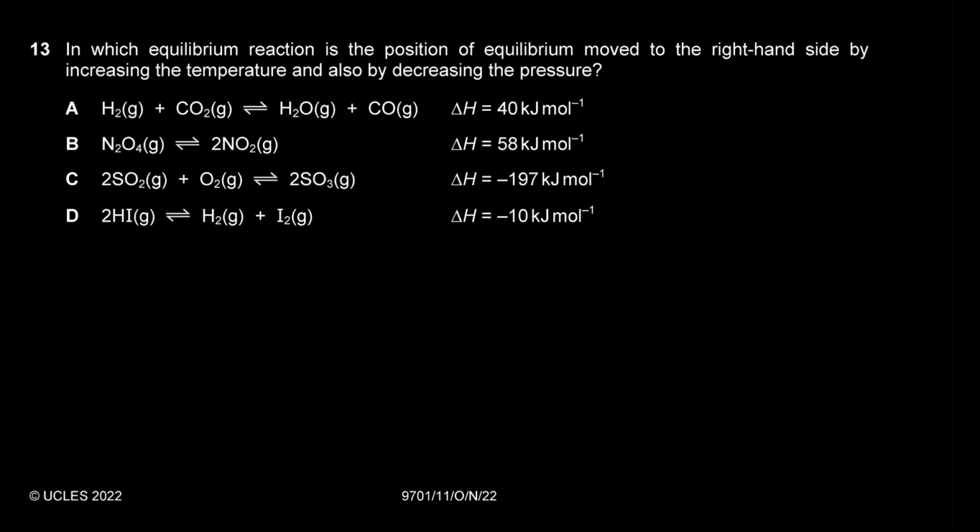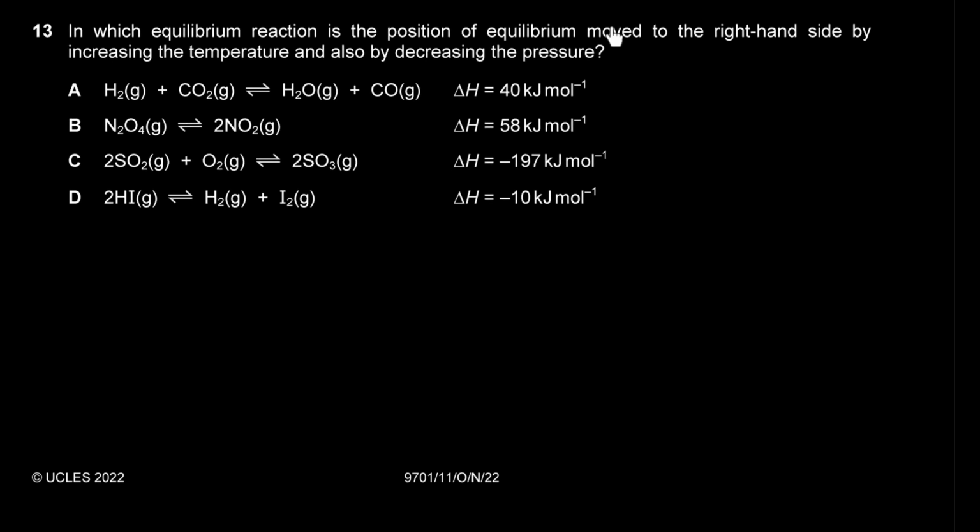In which equilibrium reaction is the position of equilibrium moved to the right hand side by increasing the temperature and also by decreasing the pressure? So if the equilibrium moves to the right hand side when we increase the temperature, what does that tell us about the enthalpy change of the reaction? It favors an increase in temperature, which means that the forward reaction is endothermic, okay? The forward reaction must be endothermic because the equilibrium is moving to the right in the forward direction if we increase the temperature. So we know that the answer has to be A or B.